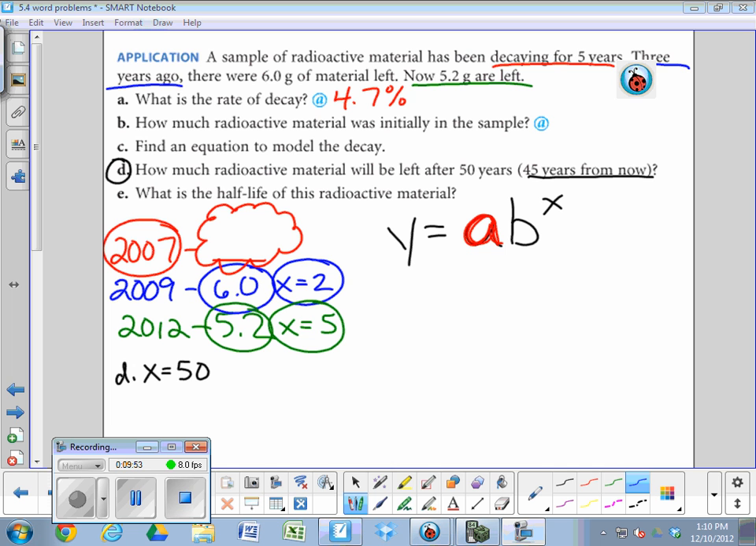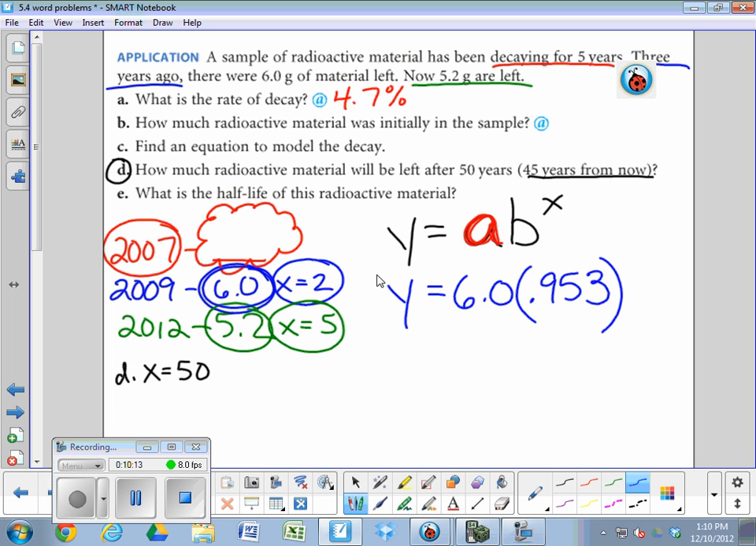So to find out how much material there was 2 years before 2009, here's what we're going to do. We're going to treat y equals 6.0 as our base amount, 0.953 as our decay factor, and for time, we need to think about how many years ago 2007 was compared to 2009, and we're going to put in -2 because it was 2 years in the past. 2 years in the future would be positive, 2 years in the past negative. Calculate it, and you'll get the red y value.